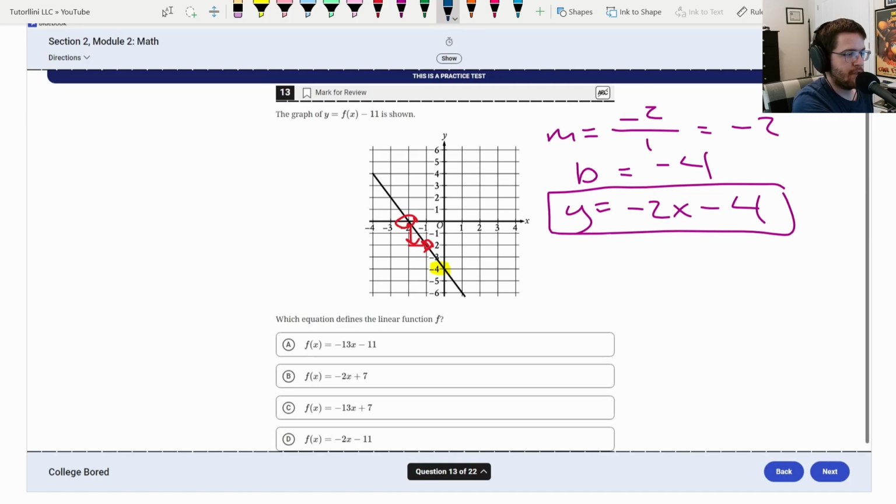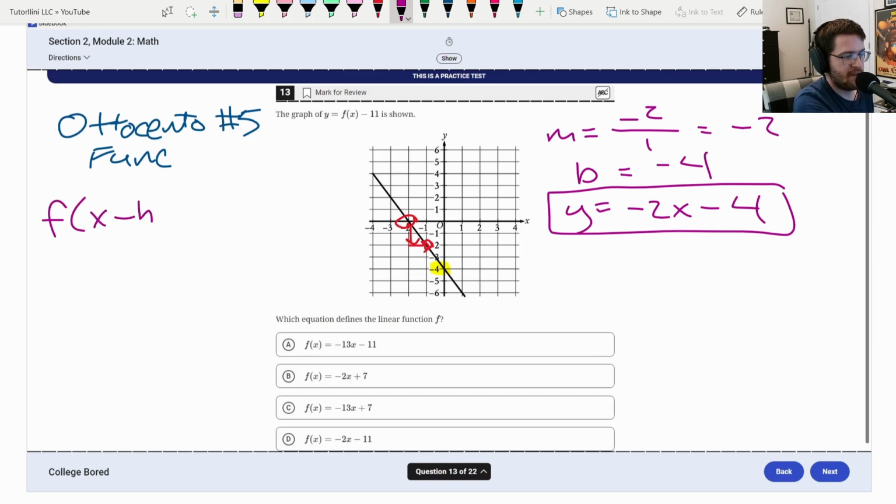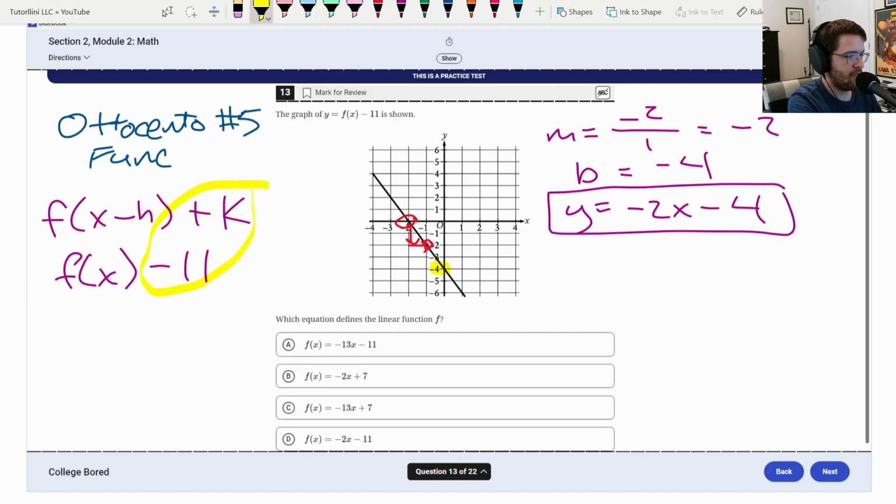Now we have to understand function translations, which I go over in my Ottocento number 5. So please check that out on function translations. So f of x minus h plus k. I go over this a lot in that video. So you see where it says f of x minus 11. There's no h, so there's no horizontal shift. See how that's just kind of missing? But there is a vertical shift. k is equal to -11. And that means it's a shift of 11 down.